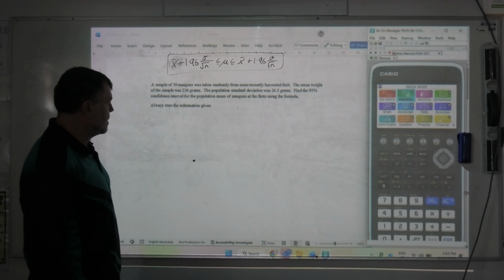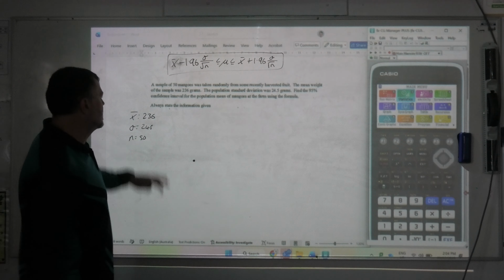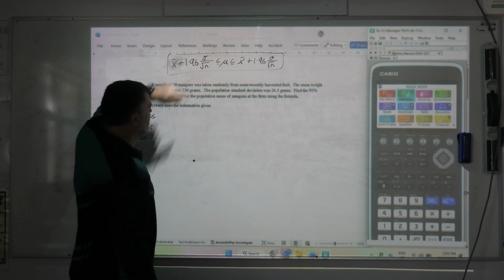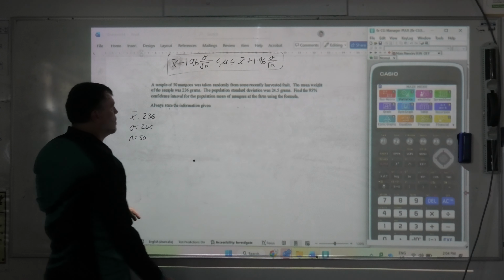Whenever we're working with this kind of data, I like to write down what I know I need. So I know I have a sample mean, and the sample mean here is 236. My deviation is 24.5, and my sample size is 50. This question is asking us to write the formula out, so let's replace the sample mean, the deviation, and the sample size in this formula.